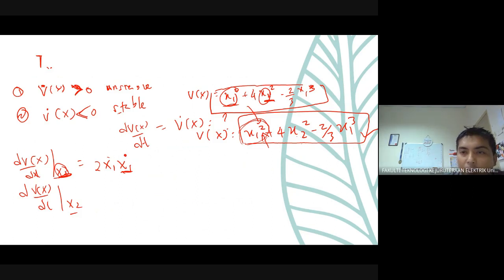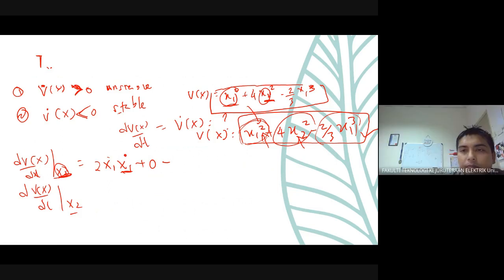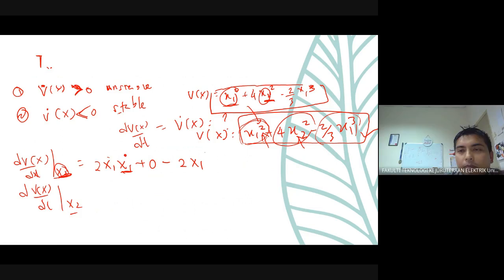Next, how about this? If you derivative based on x1, what will the answer be for the second part here? Plus 0 minus... How about this one? Minus 2 x1 dot... Minus 2 x1 must be power of what? 2. Minus 2 x1 square and x1 dot. Alright.